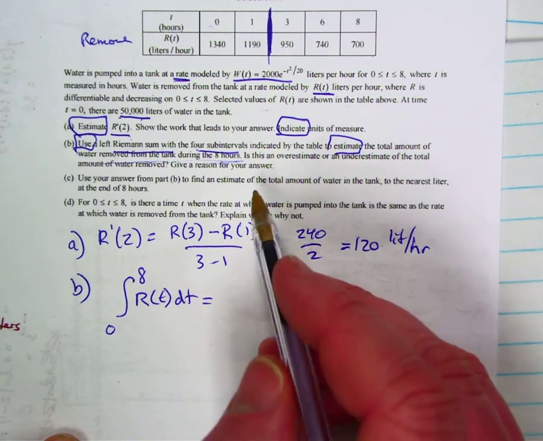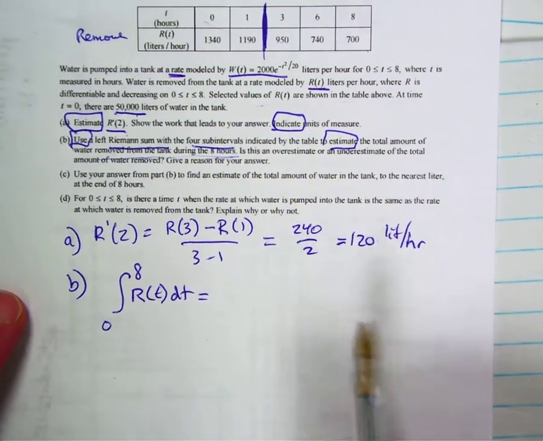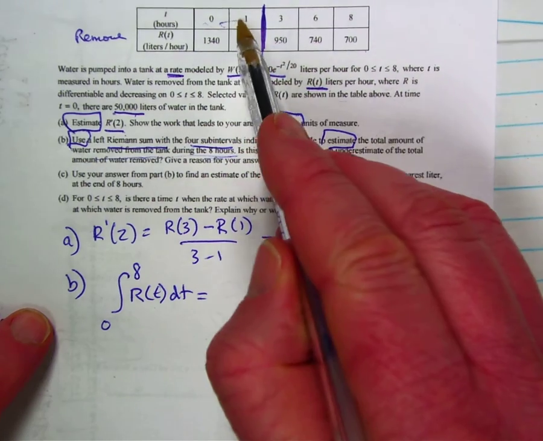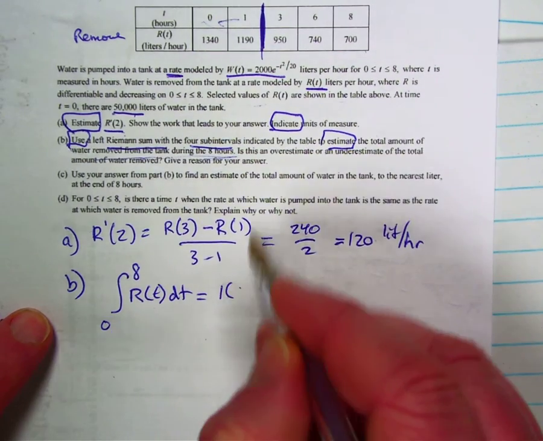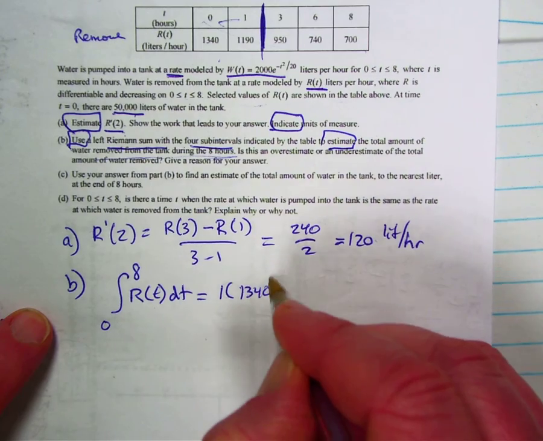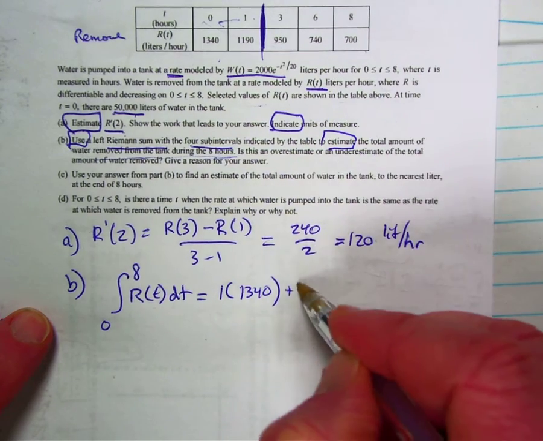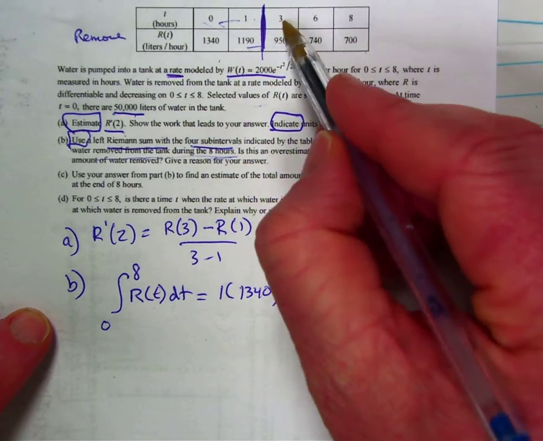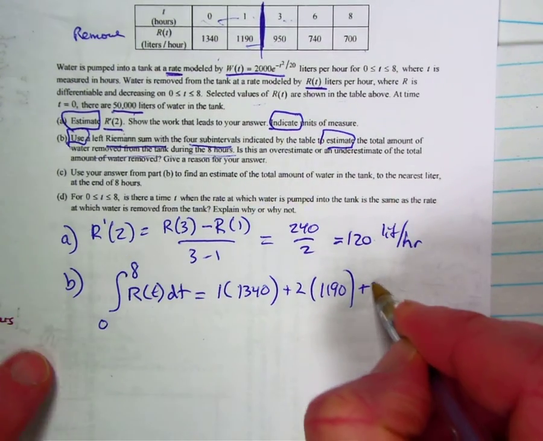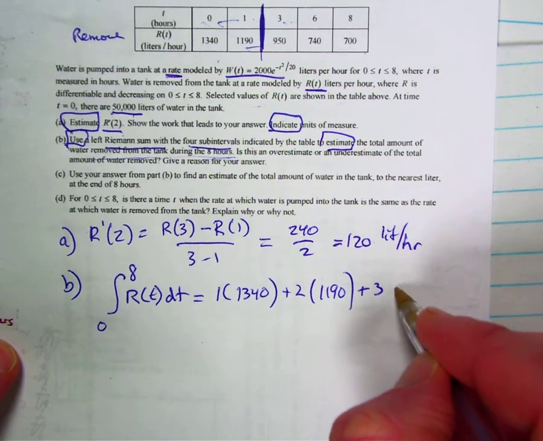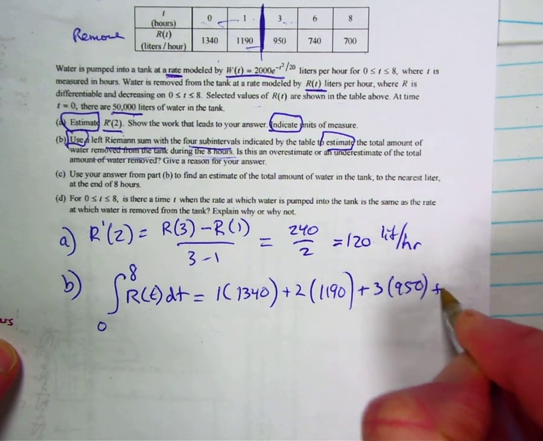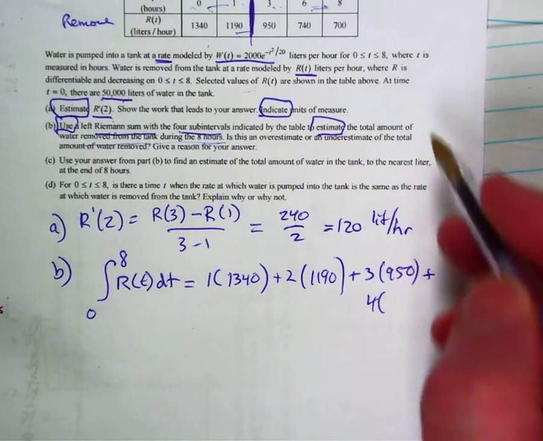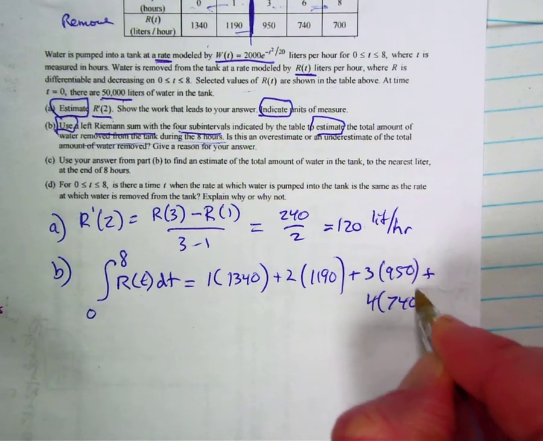So left Riemann sum, first interval is 1. The height is 1340. Second interval is 2. The height is 1190. Third interval is 3. The height is 950. And the fourth interval is 2. And the height is 740 because it's a left Riemann sum. Add all those up, you get 8,050 liters that were removed.